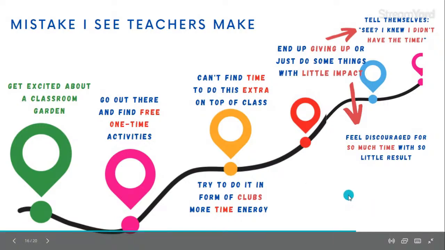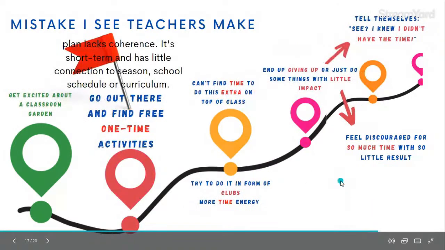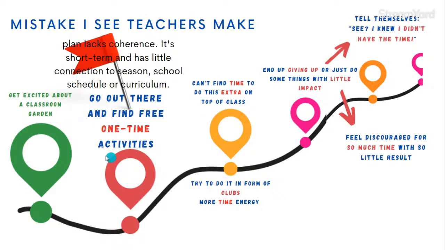It needs to come with a plan. So let's put a pin on where in this path we go wrong. We go out there and we find a few different one-time activities that we think we can do in a club, and then this plan lacks coherence, it's short term, and has little connection to seasons, school schedule, or curriculum, and that's where everything goes off track.